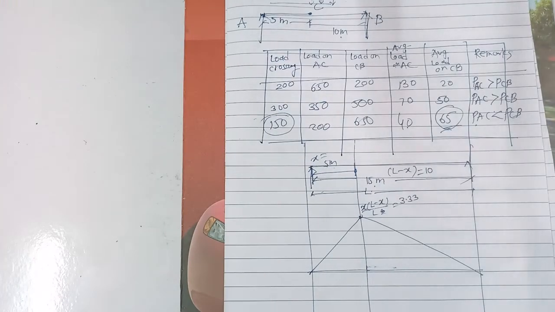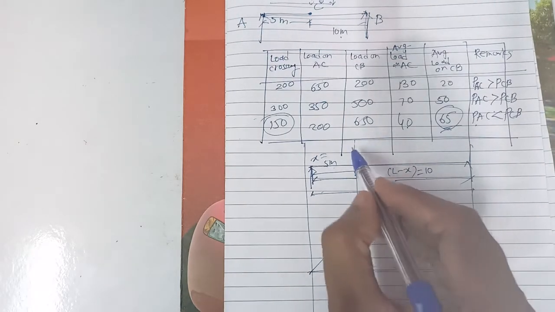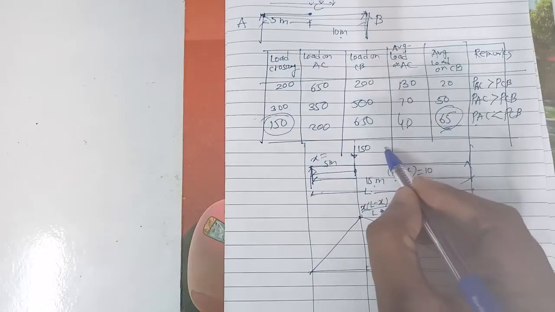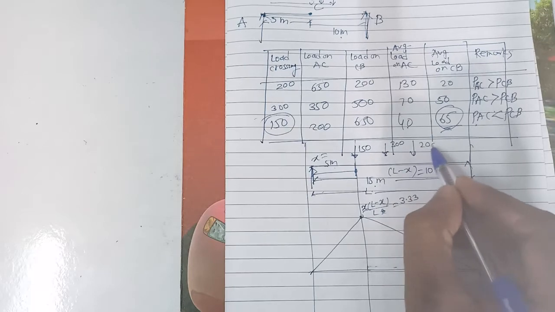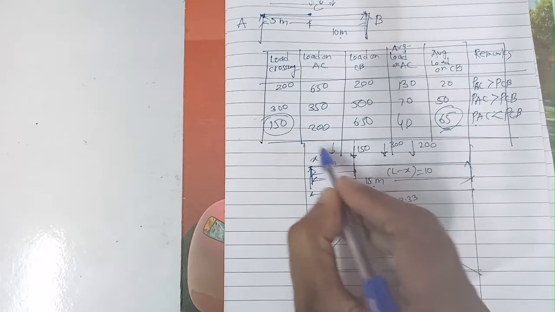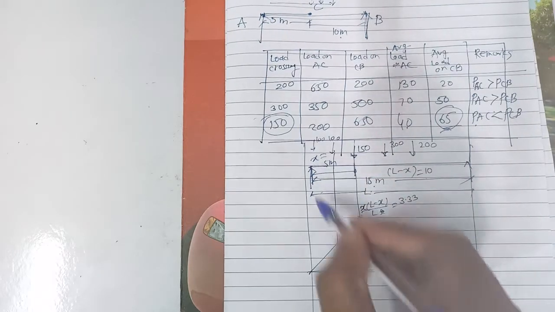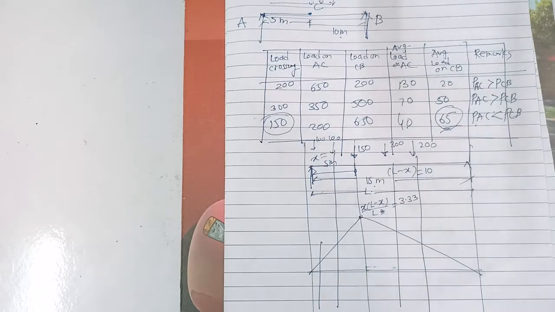Okay. Now similarly, 150 load is kept here. Then here we have to keep 300. Here we have to keep 200 load, and here we have to keep 100, and here we have to keep 100. So like this we have to calculate the apex for the same, like this, this and this.